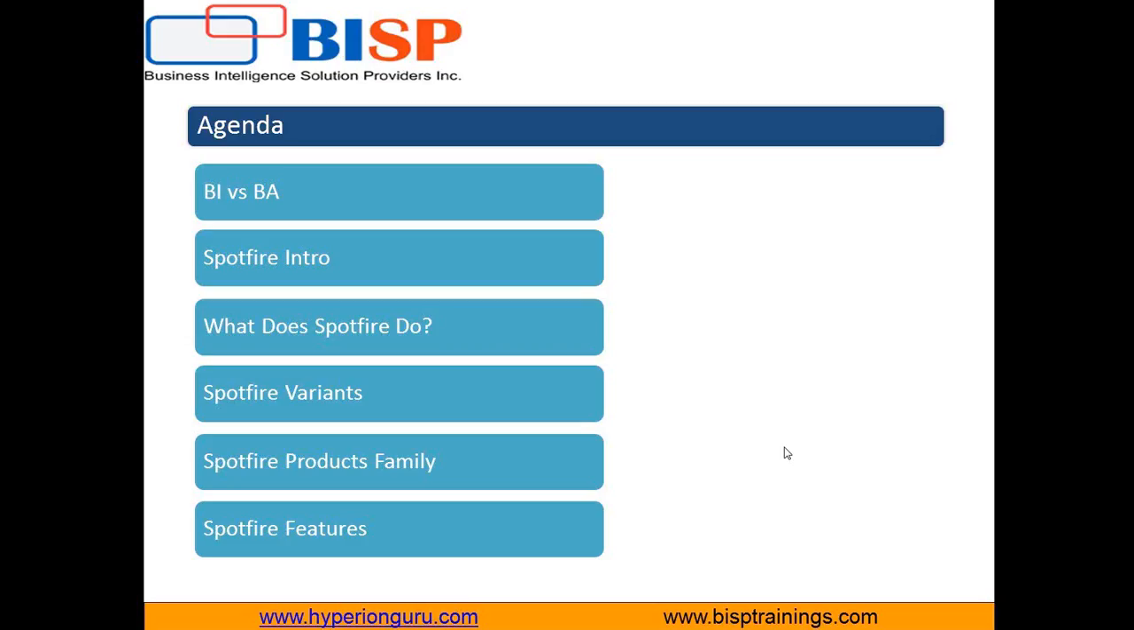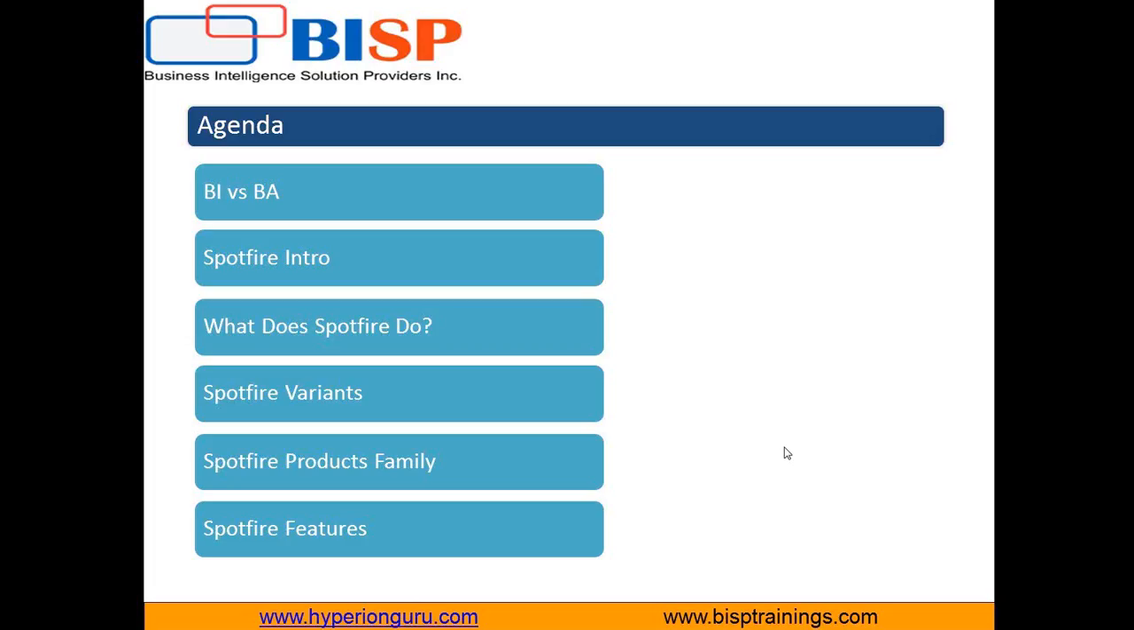So we'll have again an introduction of Spotfire. What actually does Spotfire do? What are the variants of Spotfire? In Spotfire also we have a number of products. So the widely used are the Spotfire Desktop, Professional, or Analytics. It's one and the same thing. Spotfire Server and Spotfire Web Player. So Spotfire Web Player is something which is mandatory. So the whole Spotfire product family and Spotfire features.